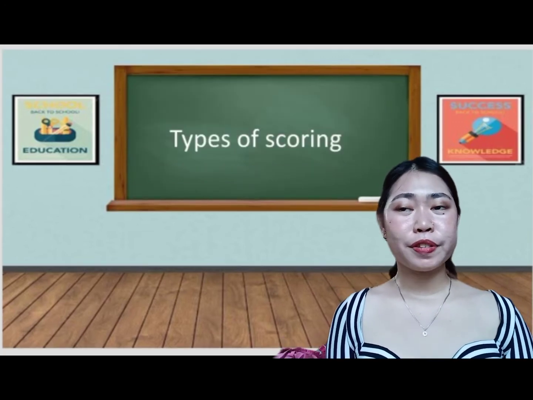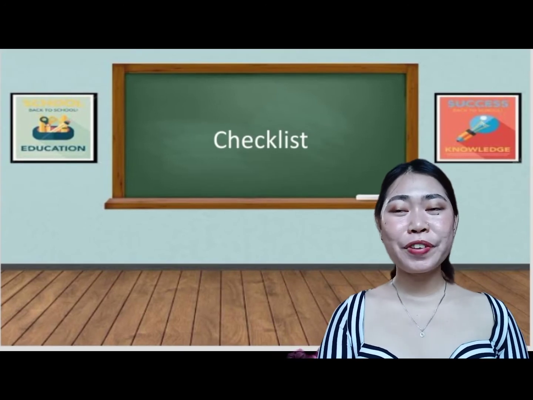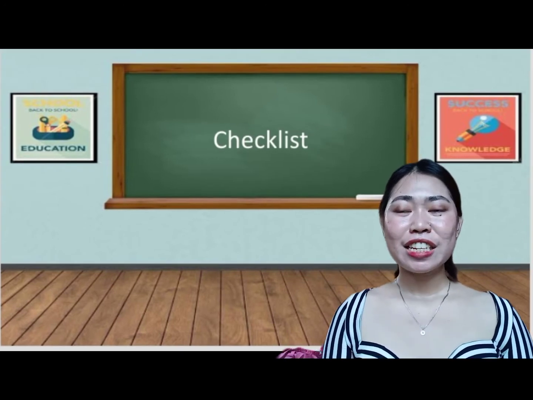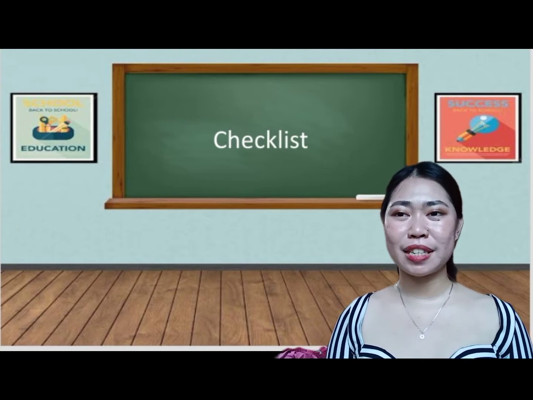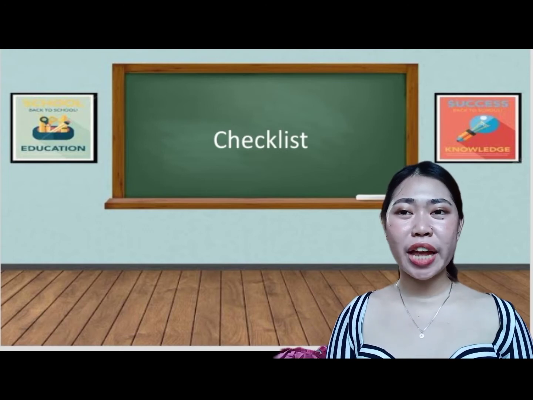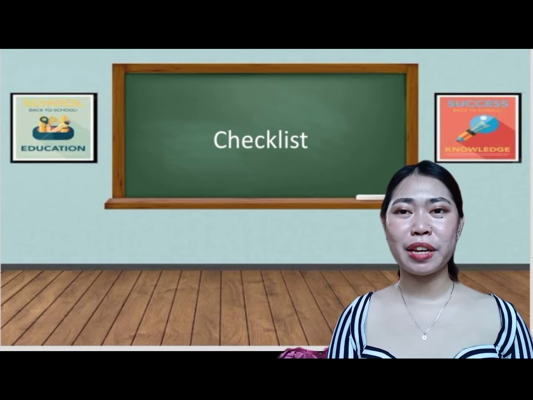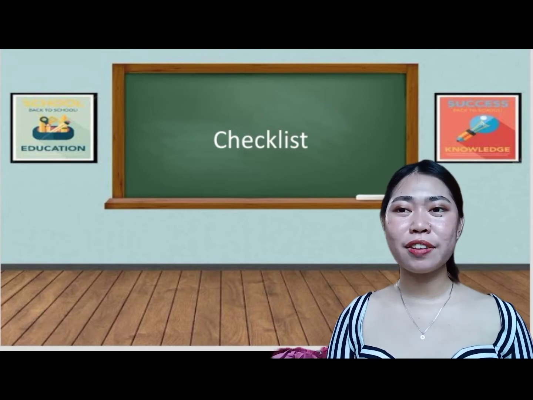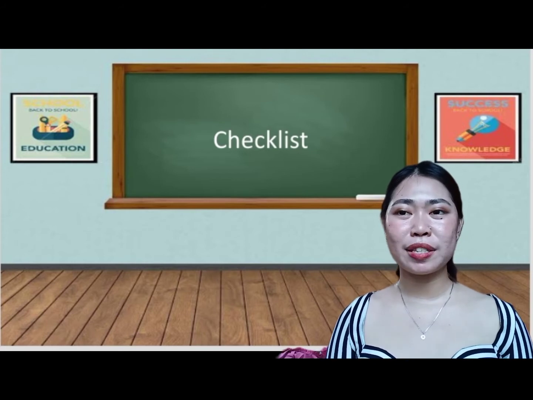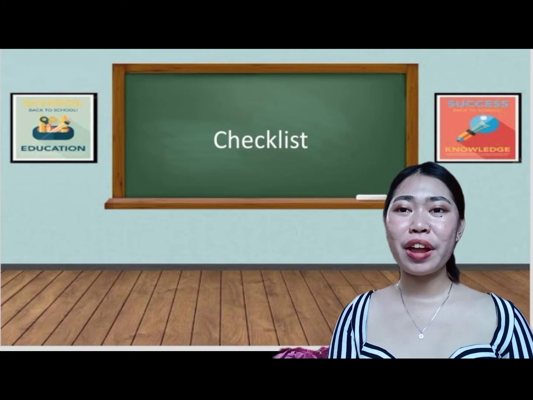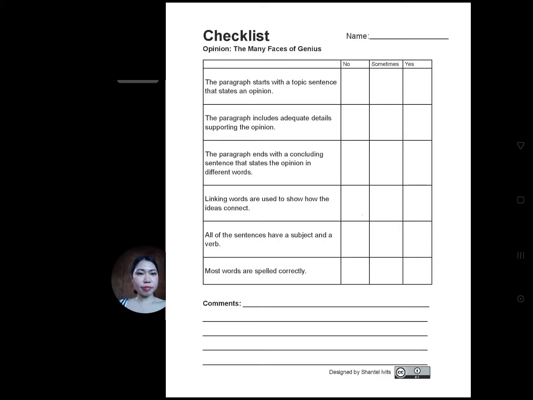So, the types of scoring. First is checklist. Checklists are assessment tools that set out specific criteria which educators and students may use to gauge skill development or progress. Checklists may be used with students from kindergarten to grade 12 and for every subject.